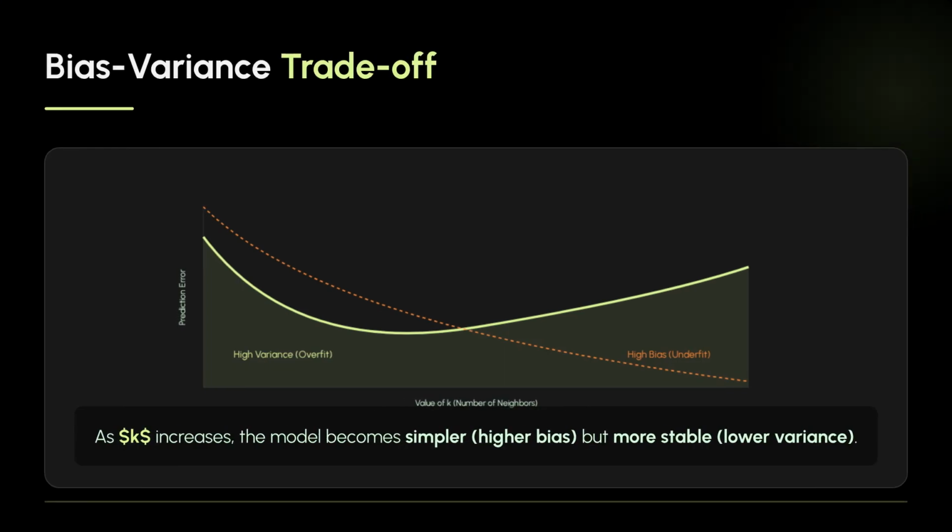The choice of $k$ determines the bias variance trade-off. As $k$ increases, the model becomes simpler, leading to higher bias but lower variance. We must choose an optimal $k$ to balance these trade-offs.